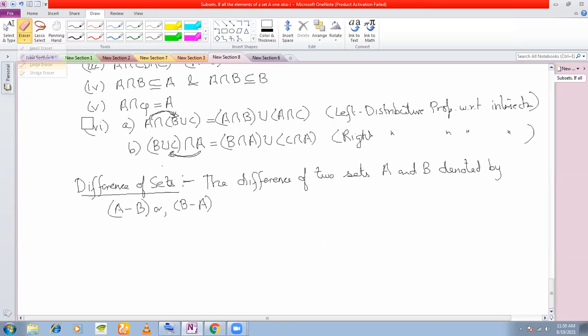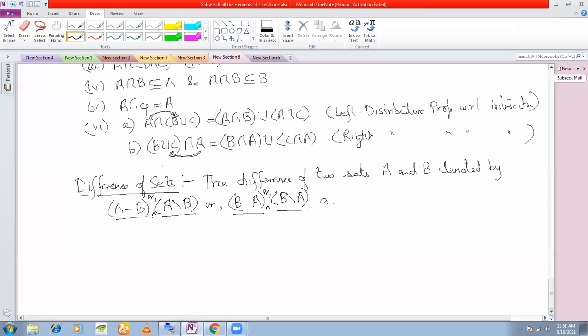Let me write this because you have two notations here. A minus B is also written as A forward slash B. Or if you are writing B minus A, then this is also written as B forward slash A. So either you write A minus B or you write it this way.